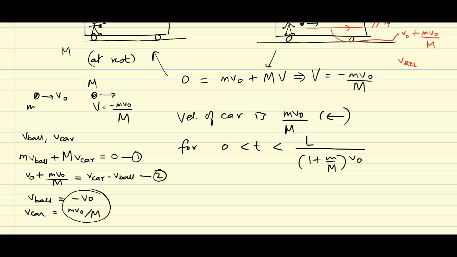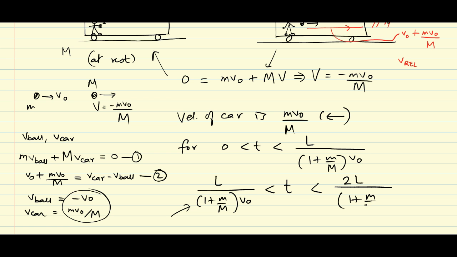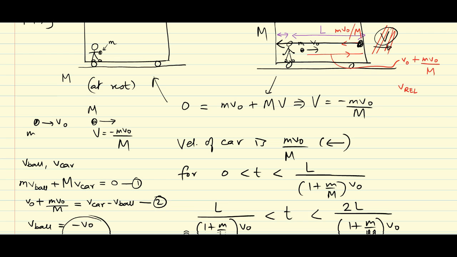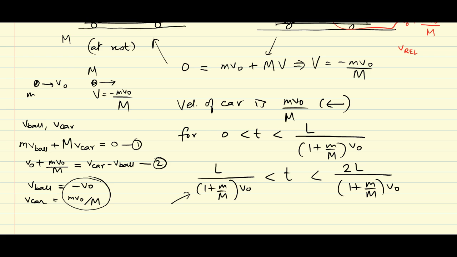It will mean that for a second time interval, that is for L upon 1 plus m upon capital M into v naught, that's when the first collision occurs, less than t less than. Now the second collision occurs the same time interval after this time, so I must basically double this, 2L upon 1 plus m upon capital M into v naught. So this is the time that the ball is traveling in the car frame from right to left in that picture, and at the end of that time interval the second collision will occur.